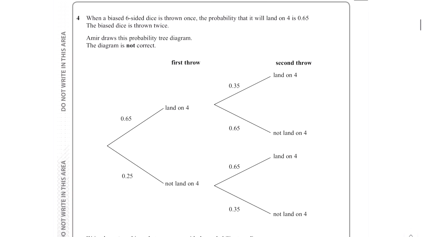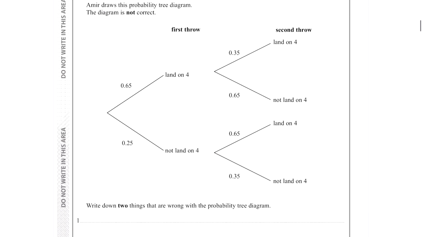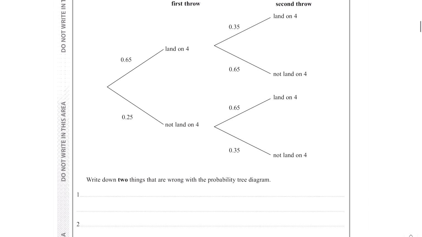When a biased six-sided dice is thrown once, the probability that it will land on 4 is 0.45. The biased dice is thrown twice. Amir draws the probability tree diagram. The diagram is not correct. First throw, second throw. Okay, write down two things that are wrong with the probability tree diagram.